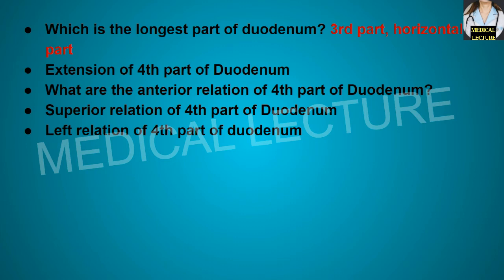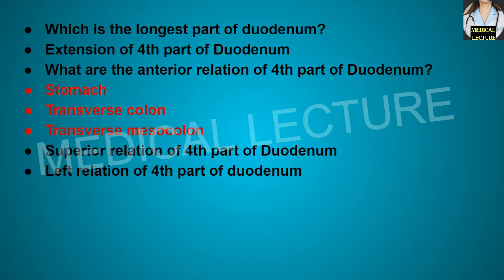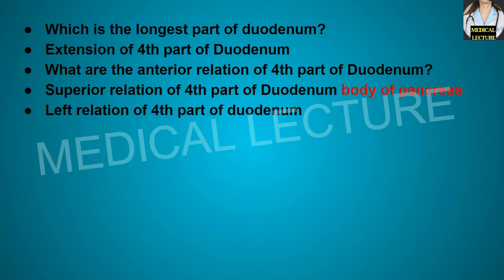What is the extension of the fourth part of the duodenum? So it is extended from the front of the aorta to the duodenojejunal flexure. What are the anterior relations of the fourth part of duodenum? So these are stomach, transverse colon and the transverse mesocolon. Superior relation of the fourth part of duodenum is body of the pancreas.